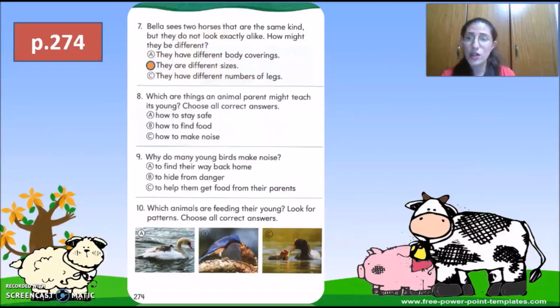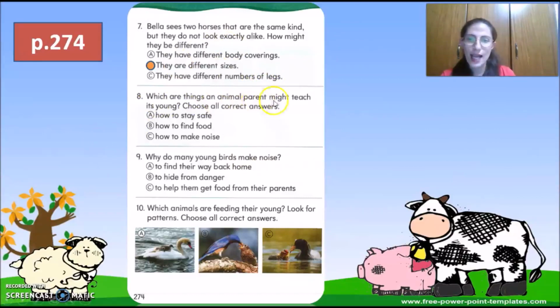B, they are different sizes. Yes, this might be correct. Why? Because one might be a young horse and the other might be a parent or adult horse, right? And they might have different sizes. They share the same body coverings, same body parts, but different sizes. C, they have different numbers of legs. Well, is this even possible? Have you ever seen a horse with 3 legs and the other with 4 legs? Well, C is incorrect.